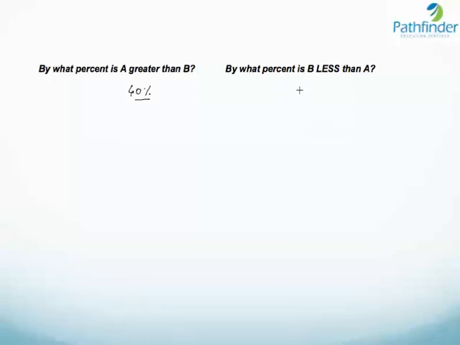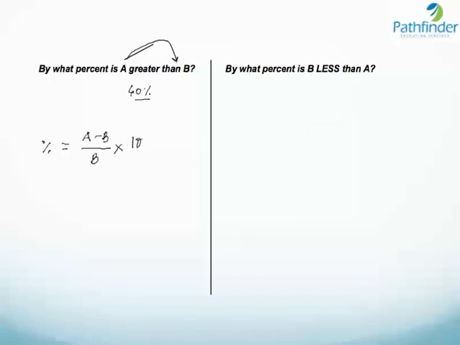The answer is no. Because we have to understand the difference between these two statements. In the first case, A is greater than B. That means A is being compared with B. And therefore, the percentage by which A is greater than B will be given as (A minus B) divided by B, multiplied by 100.